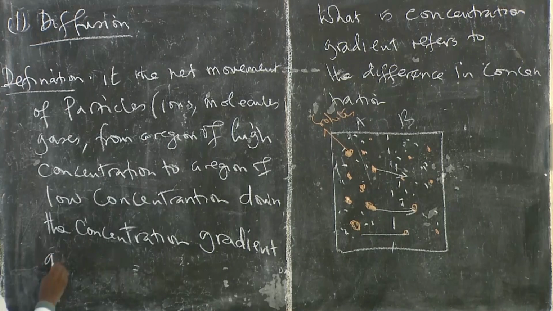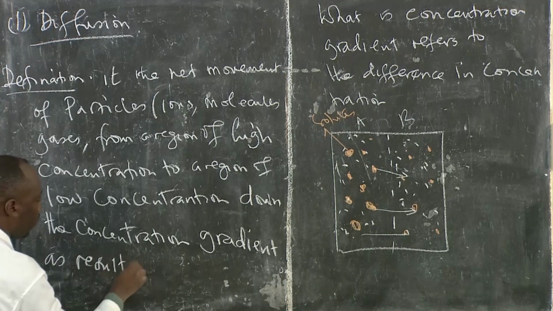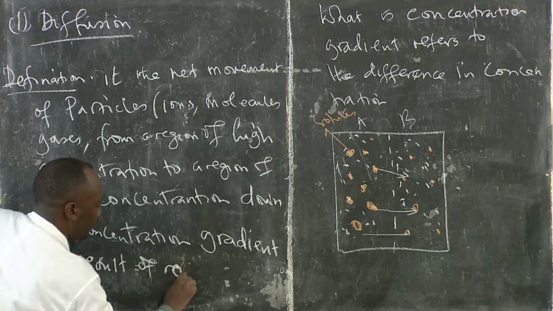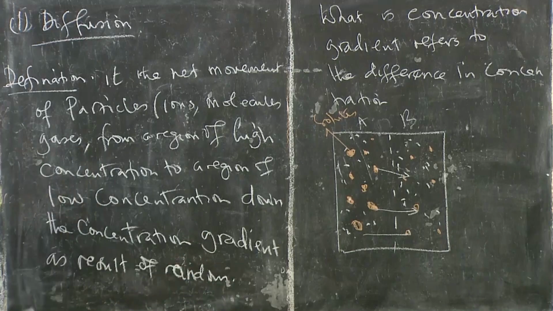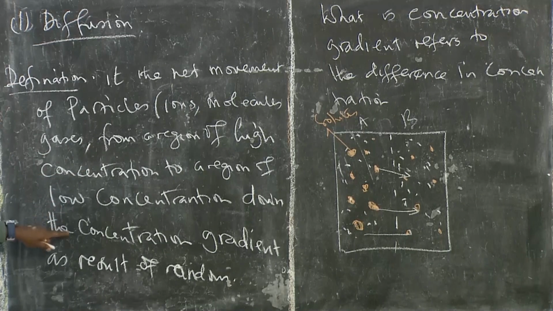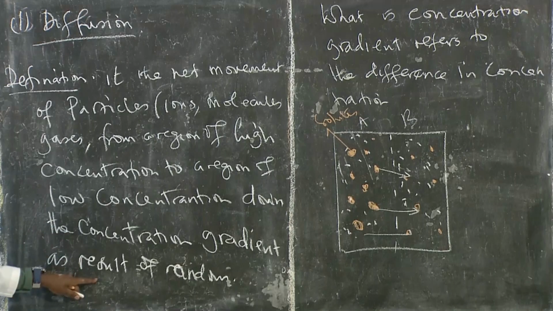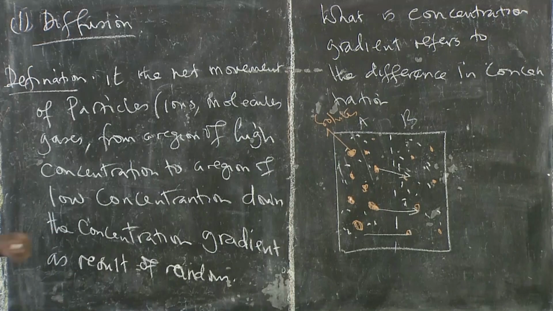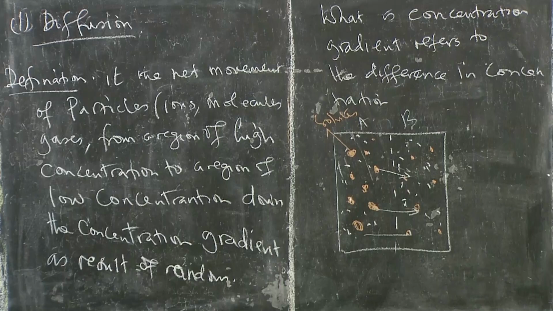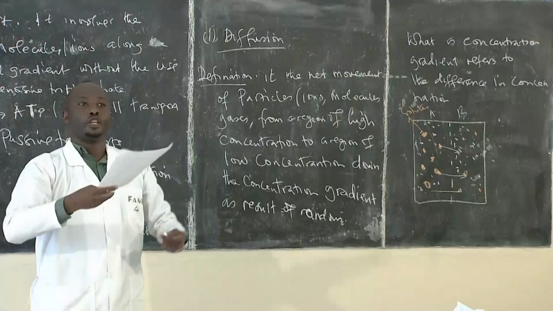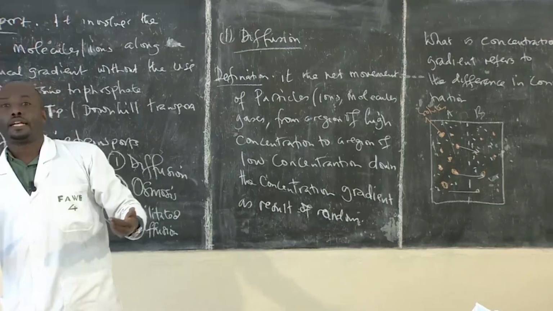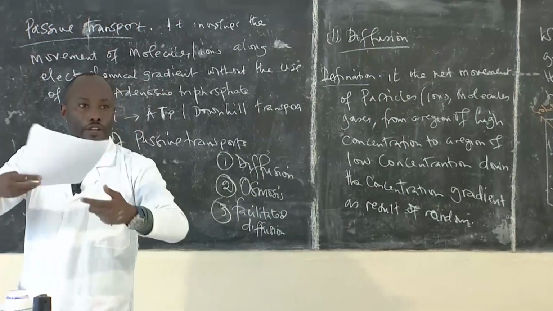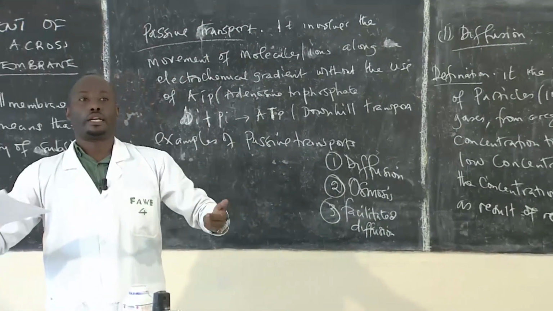Good. After that, you can also add, as a result of random movement. You can say, it is the net movement of particles or ions or molecules or gases from a region of higher concentration to a region of lower concentration, down the concentration gradient, as a result of random movement. Because the particles are moving randomly, they are colliding with one another, and that makes them uniformly distributed till the equilibrium is reached. When they are moving, they reach a time when the equilibrium is reached.